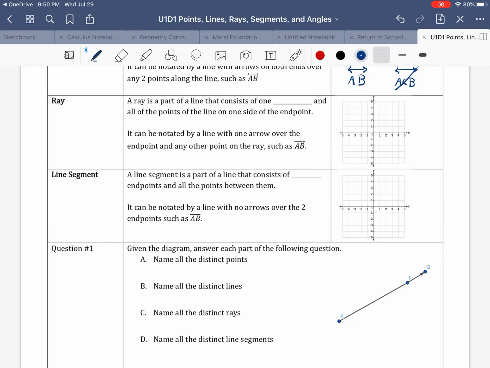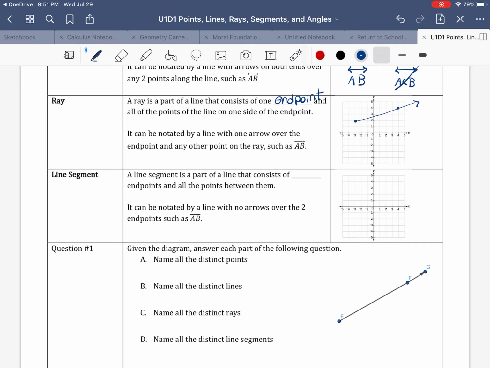Now let's talk about a ray. A ray is a portion of a line, and it consists of one endpoint. And then it's that endpoint and then all of the points on the other side of that endpoint. It can be notated by a line with one arrow over the endpoint. So here, let's say we can draw another line from here, going on in that direction. And it starts at that initial point, but then goes on forever. So we're gonna draw that arrow to indicate this is going forever to the right.